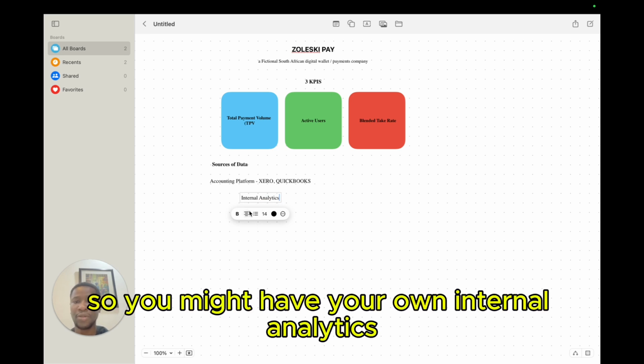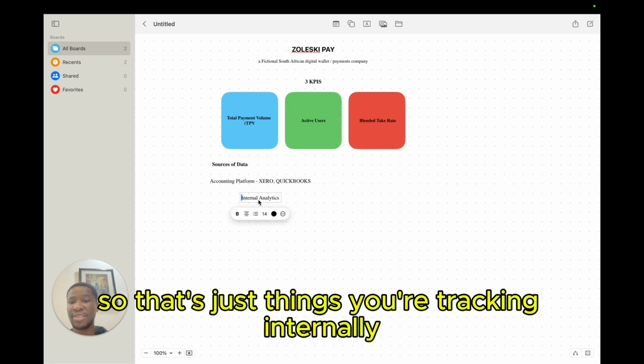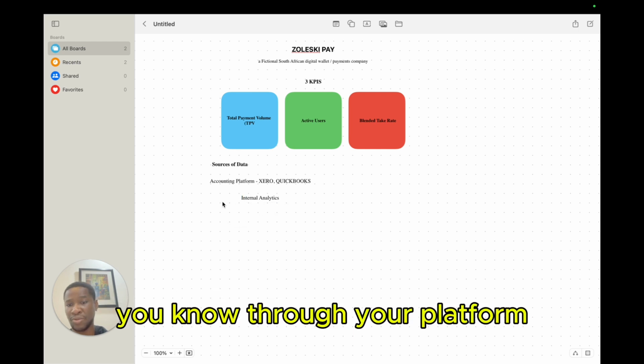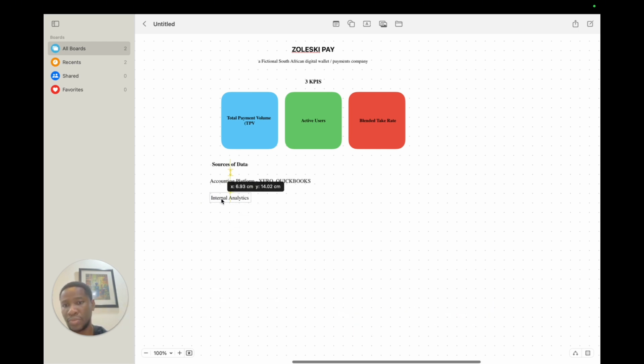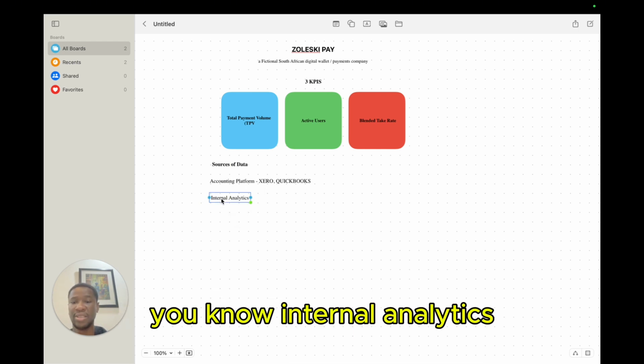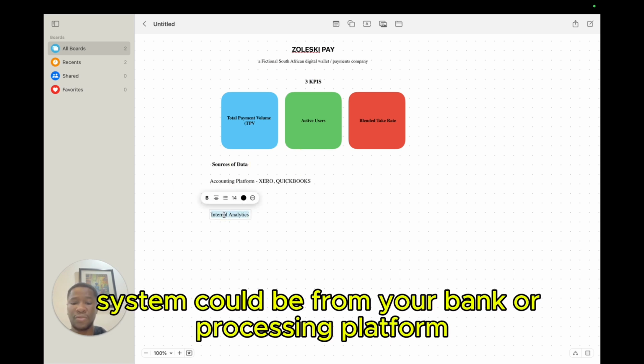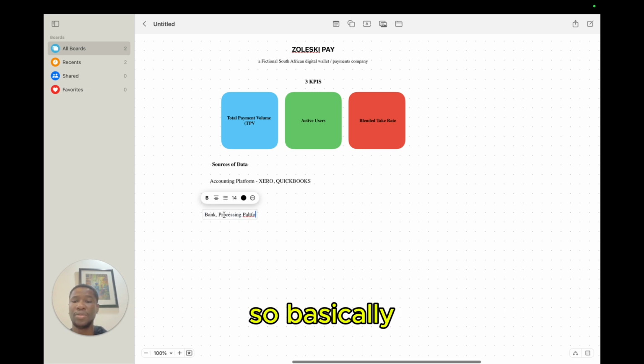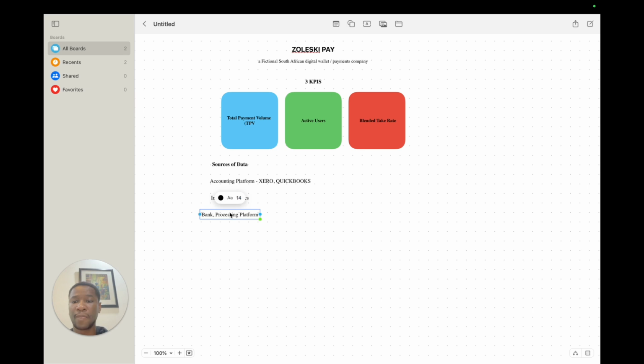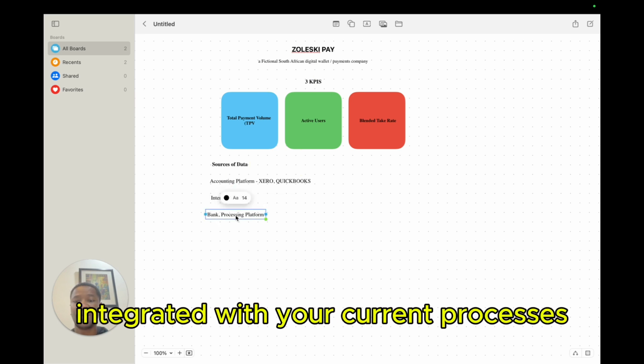So you might have your own internal analytics. So that's just things you are tracking internally, through your platform. So you would have your own personal, internal analytics. Third system could be from your bank or processing platform. So basically, platforms that are integrated with your current processes.